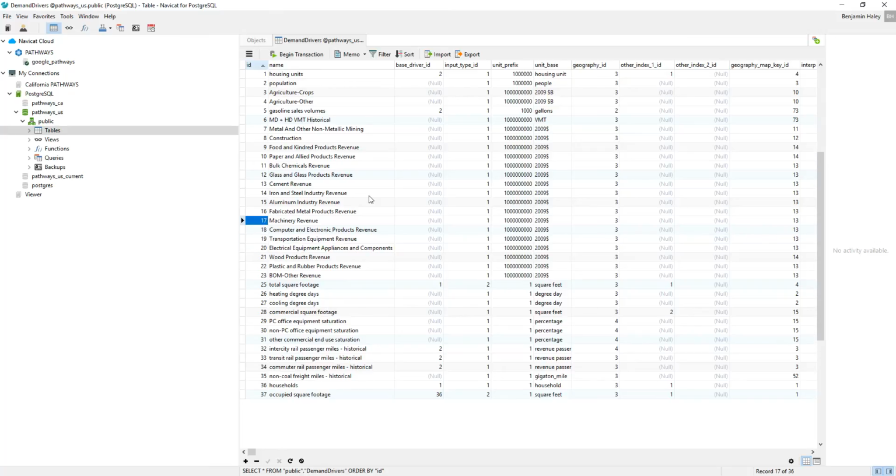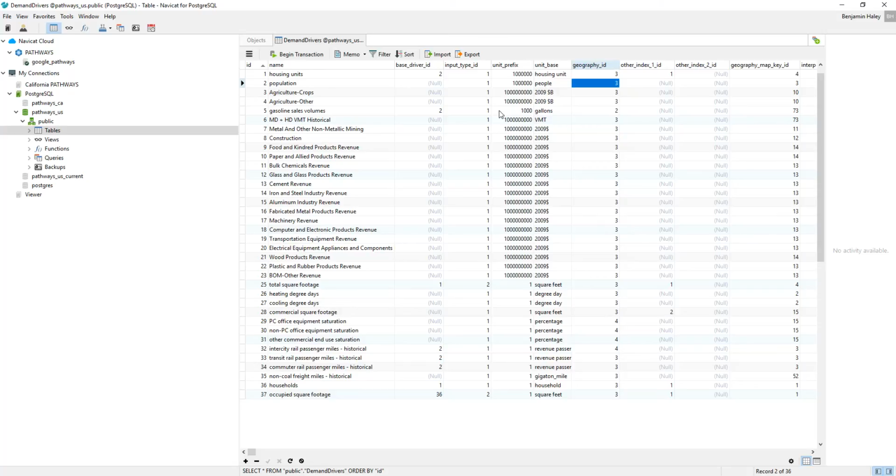So for example, we have population projections here. The input type is 1, and what that means is that the input that you are inputting is in terms of a total. And so what that means is we are inputting total people. We are not inputting people per household. We're not inputting anything like that. This is just an absolute number. So it's in terms of millions of people. So we have a unit prefix here to say that the data we enter is actually going to be used in the model as the data times this unit prefix.